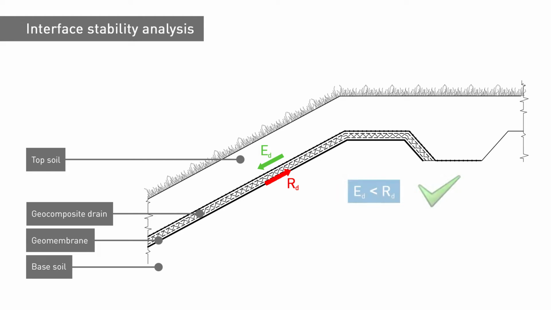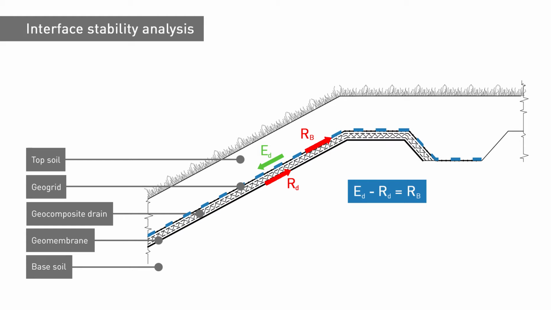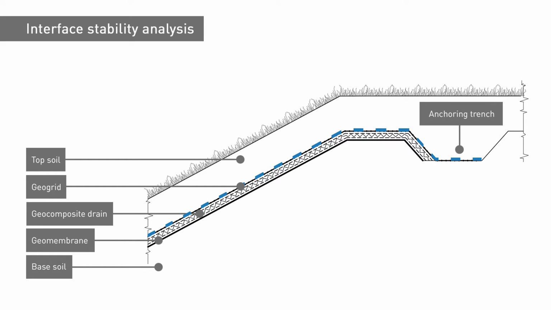Stability is achieved when the resisting forces are greater than the destabilizing forces. If stability is not achieved, it is possible to use a geosynthetic providing a reinforcement function, such as a geogrid, which can bring to the system the tensile strength required to satisfy its stability. This tensile force will be transmitted to the anchoring trench, which must be designed according to the load.